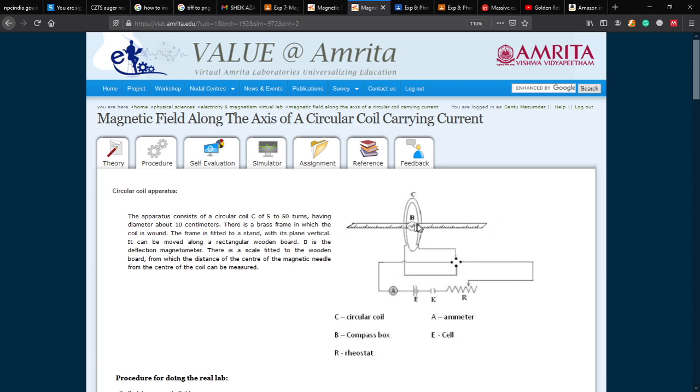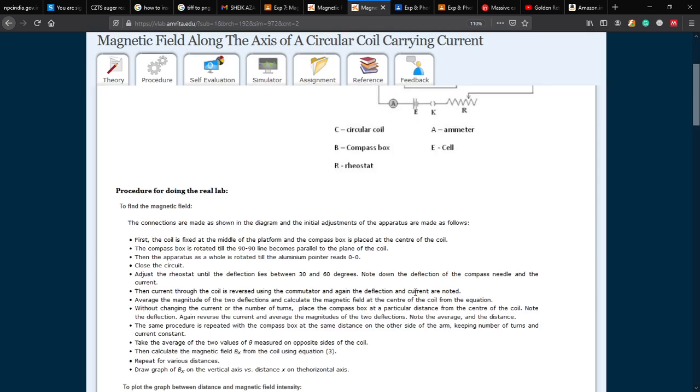So we can move this coil along the rectangular wooden board. In the experiment, it is given that it has 5 to 50 turns, but when you go to the simulator, it won't give you 5 to 50 turns. I will show you later. This is the coil C, having a diameter of about 10 centimeters, and obviously we can change the diameters also. This is the rheostat part, this is the key, this is our battery, and the ammeter.